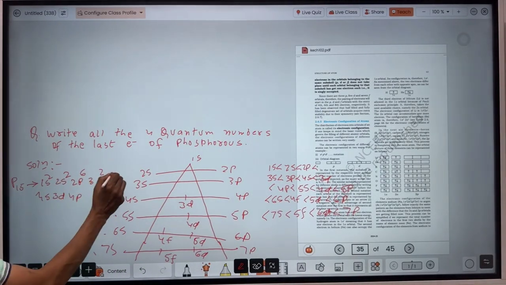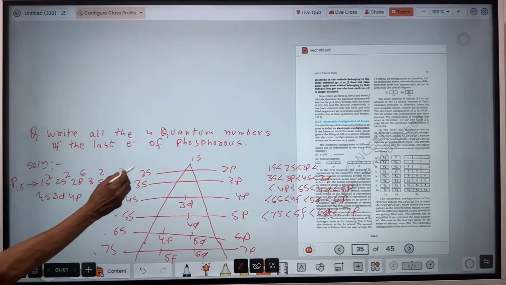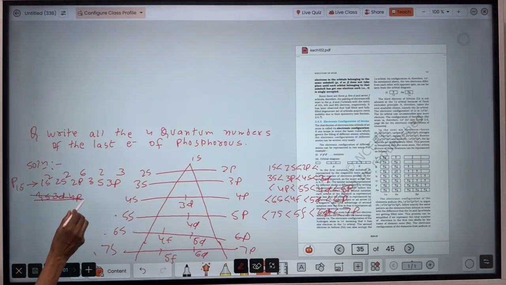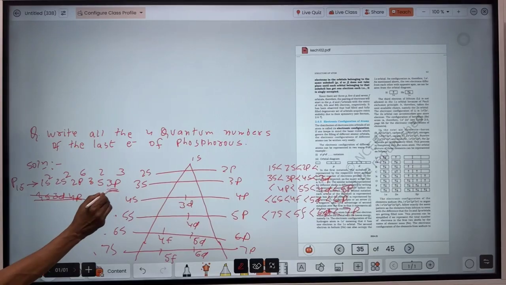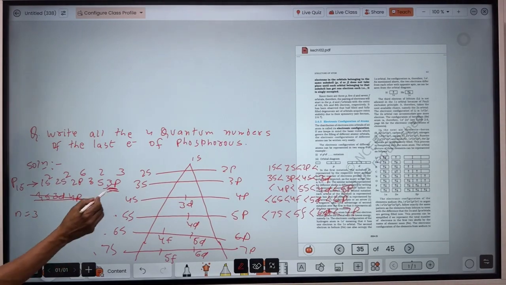Then 3s here, so you can put 2p here. Then let's see how much from here: 6, 4, 10 to 12 and 3, 15. So no need to write about this one. Now the last electron will be here in 3p. So in 3p, n will be 3. So n equals 3.